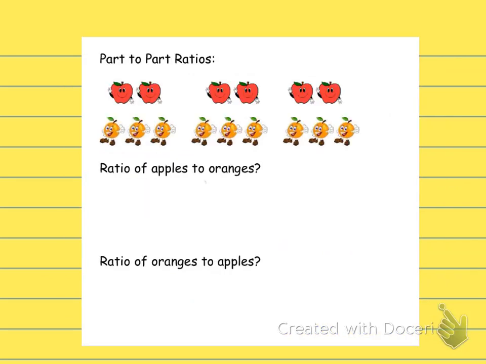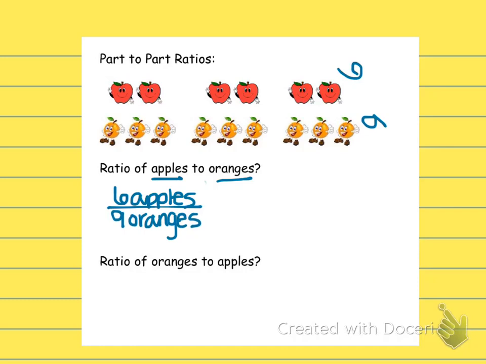Okay, putting this into practice with part-to-part ratios. Here we have apples and oranges. These apples and oranges are a type of fruit. So fruit would be our whole, but our part would be apples to oranges. So let's count. We have 2, 4, 6 apples to 3, 6, 9 oranges. So let's go ahead and write that ratio down. We will be labeling every part of a ratio, so get in the habit of doing that. So we have 6 apples to 9 oranges.